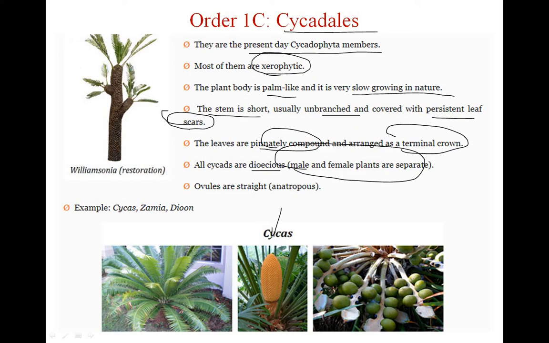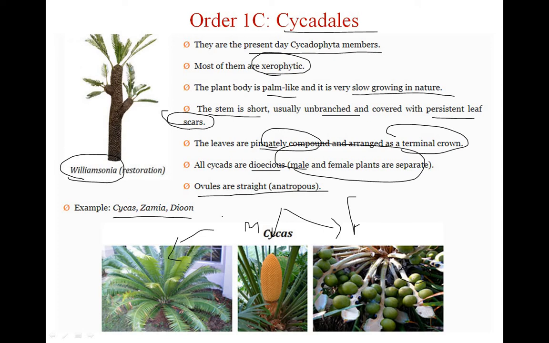Here in these diagrams or pictures you can observe the male cones of Cycas, and these are the female cones with these ovules, and this is the habit of Cycas. Ovules are anatropous, and a number of examples are there, in which Williamsonia is a fossil form, and Cycas, Zamia and Dioon are the living forms of this order Cycadales.